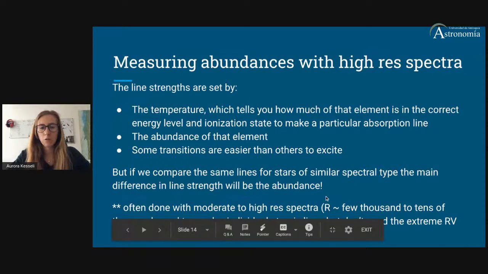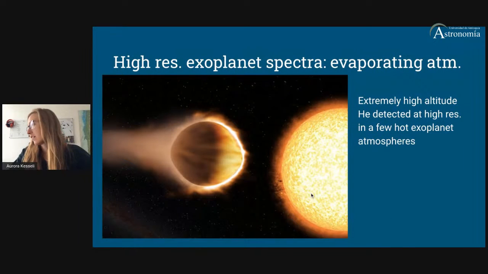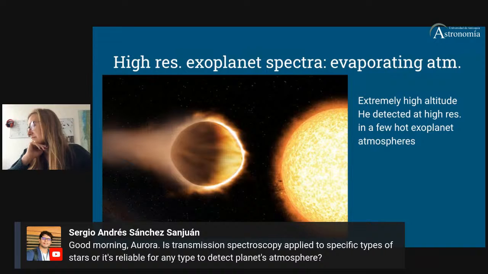Oh, I see that there is a question. So before I move on, I can answer that. So the question is, is transmission spectroscopy applied to specific types of stars, or is it reliable for any type to detect a planet's atmosphere? So yes, theoretically, you can do transmission spectroscopy on any type of star. Any planet that is transiting the star, some of the star's light is going to go through the planet's atmosphere, and theoretically, you would be able to detect that signal.